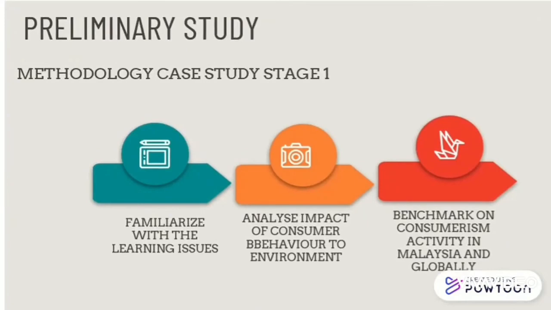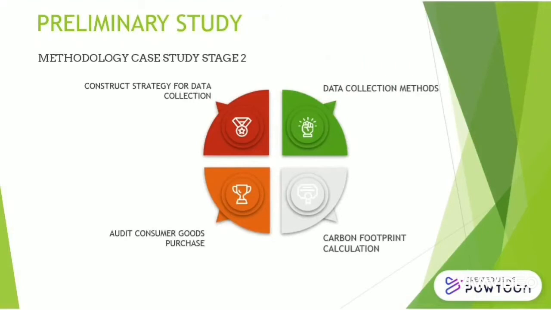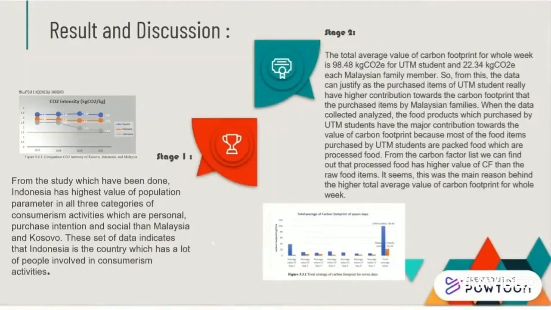In the preliminary study, for methodology case study stage 1, it started with familiarizing with the learning issue, continued with analyzing the impact of consumer behavior on the environment, and benchmarking consumerism activity in Malaysia and globally. For methodology case study stage 2, it started with constructing a strategy for data collection and moving on to data collection methods, then carbon footprint calculation, and the last one is auditing consumer goods purchase.